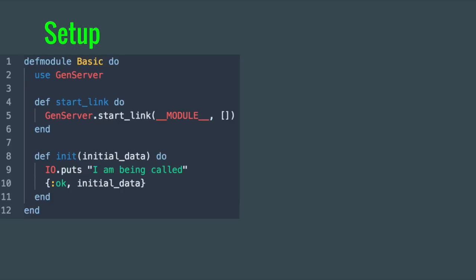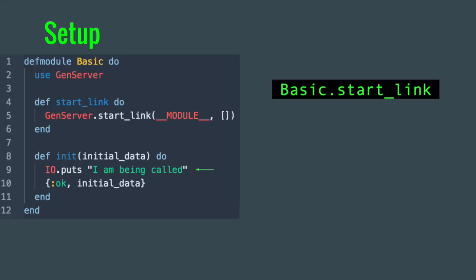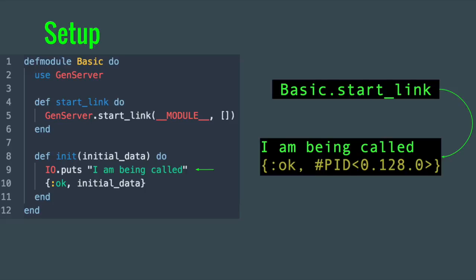If we change this method a bit and add this line, what you're going to see when you call basic startLink is this output. The init method is not being called explicitly, but it is being called. In fact, as you saw earlier, you don't need it in order to start a GenServer process. The thing to take away from this is that the init method is used to set the state of the GenServer process, and it must respond in the given format.